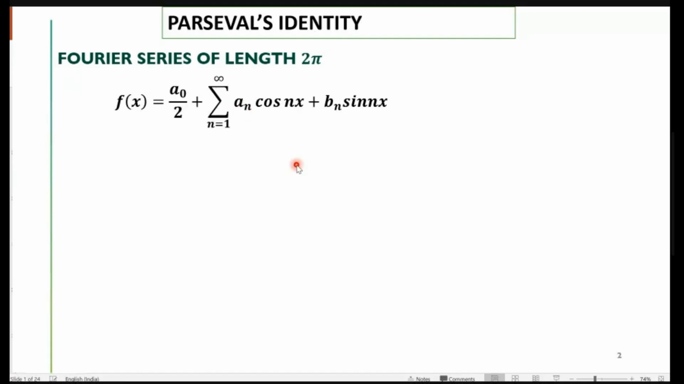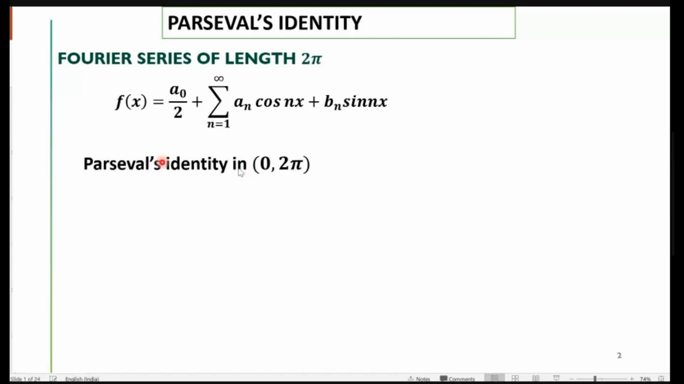Now Parseval's identity, the proof is not in the syllabus, so I'll just show you the identity part. How we actually get it is, we multiply this whole series by f of x and integrate on both the sides. Normally we get Parseval's identity by multiplying both the sides by f of x and integrating between the limits given in the problem. I will not show you the proof of that part.